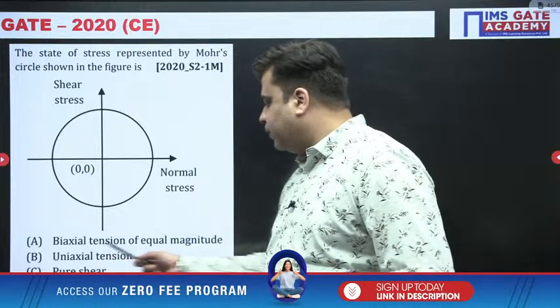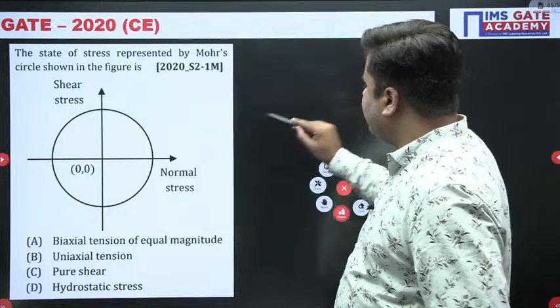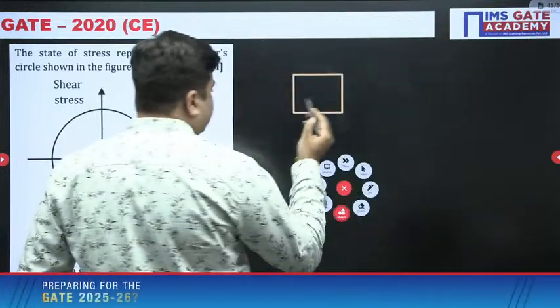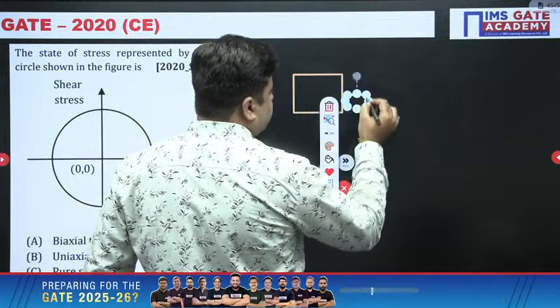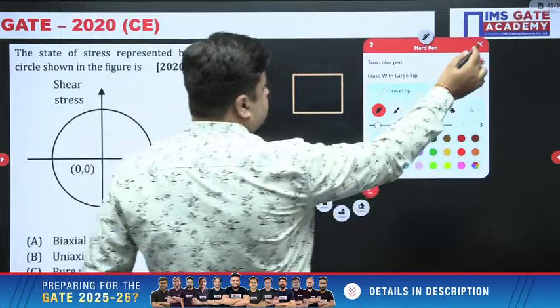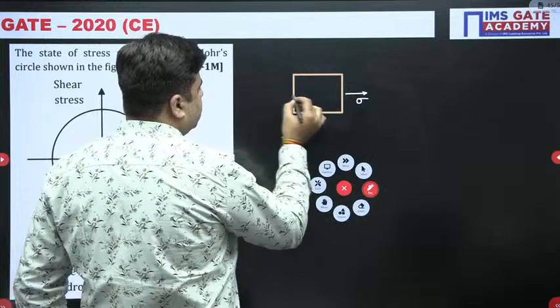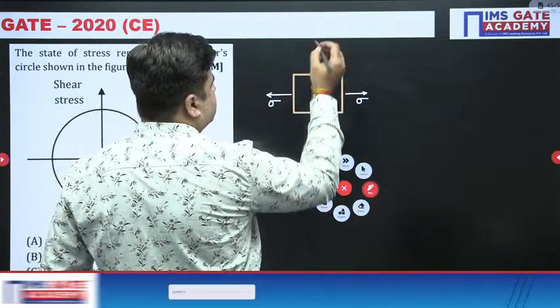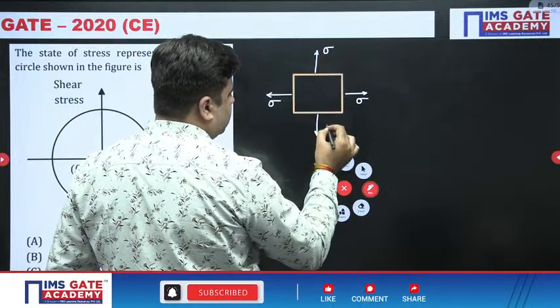First of all, what is biaxial tension? Biaxial tension means that over the element only sigma x and sigma y are acting, and both of them are equal in magnitude. Here the value of sigma x is sigma. This is sigma. And here sigma y is also sigma. This is also sigma, right?